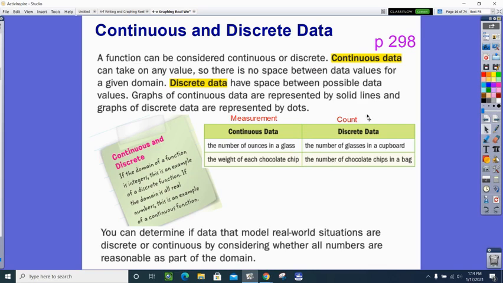Now be careful. Some people will associate discrete with having to be a whole number, no fractions. But let's talk about shoe size. So if you have a size 8 shoe, the next one is actually 8.5. There's nothing in between. That would still be discrete data, but it does have those half sizes. So basically, if the domain of the function is integers like 1, 2, 3, 4, then it would be discrete. If it's all possible numbers, then it would be continuous. So you can think about whether all numbers are reasonable as part of the domain, and that'll tell you whether it's discrete or continuous.